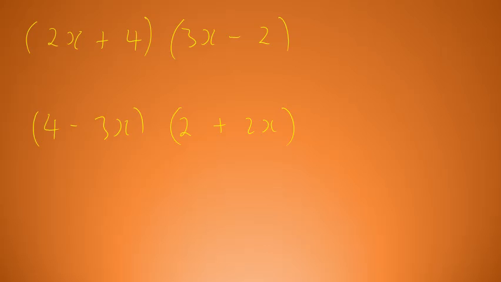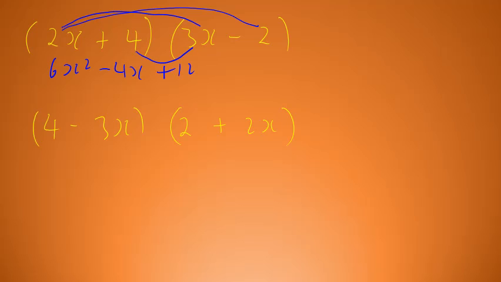So here we have 2 times 3, so that's going to be 6x squared. 2 times 2 is going to be negative 4x. Here we're going to have 12x, and 4 times 2 we're going to have negative 8. So we just tidy that up. That's going to give us 6x squared plus 8x minus 8.